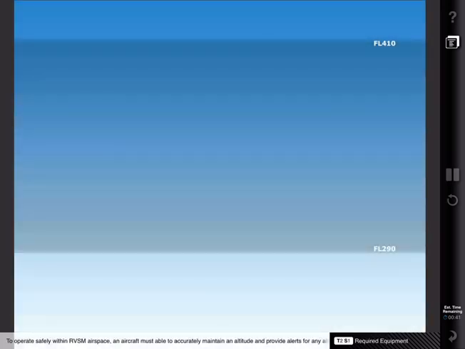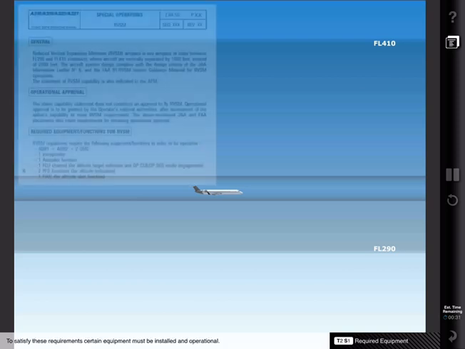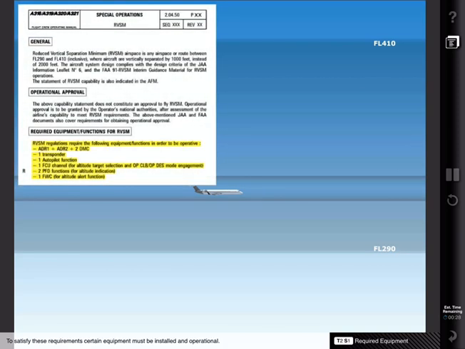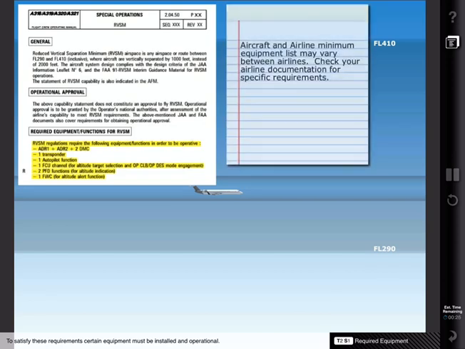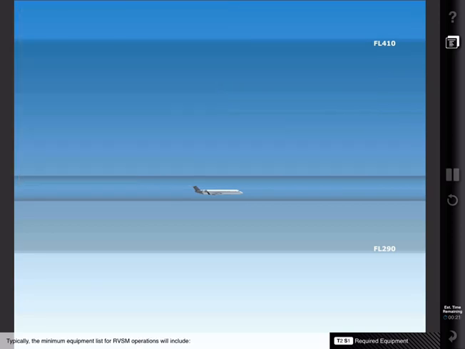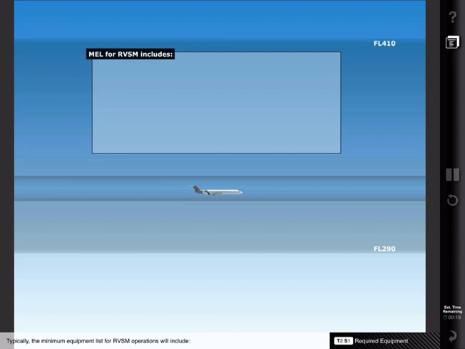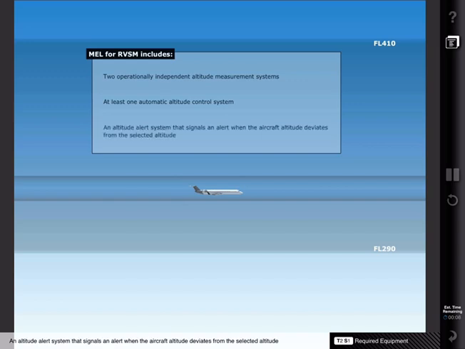To operate safely within RVSM airspace, an aircraft must be able to accurately maintain an altitude and provide alerts for any altitude deviations. To satisfy these requirements, certain equipment must be installed and operational. Typically, the minimum equipment list for RVSM operations will include 2 operationally independent altitude measurement systems, at least 1 automatic altitude control system, and an altitude alert system that signals an alert when the aircraft altitude deviates from the selected altitude.